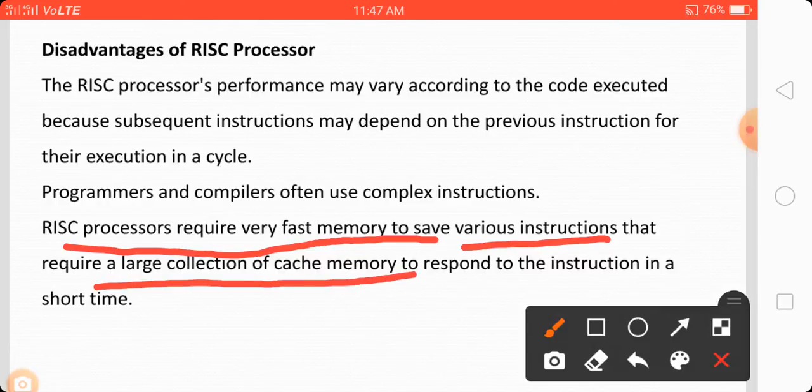a large collection of cache memory to respond to the instruction in a short time. So the third disadvantage is that the RISC processor requires very fast memory. It requires very fast memory to save the various instructions that require a large collection of cache memory to respond to the instruction in a short time. So that is the disadvantage.